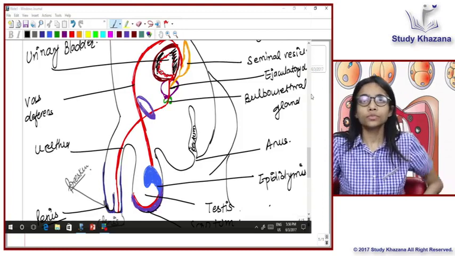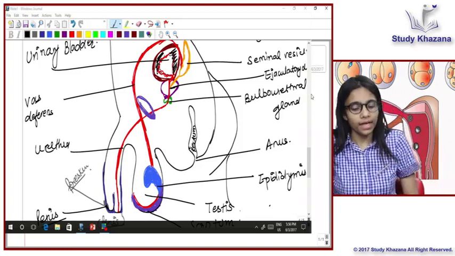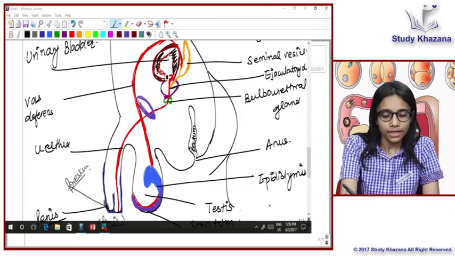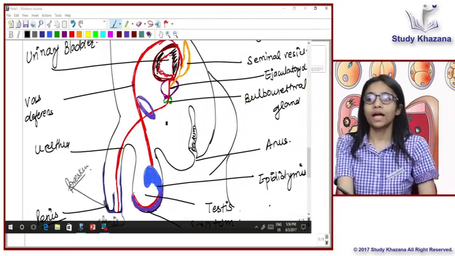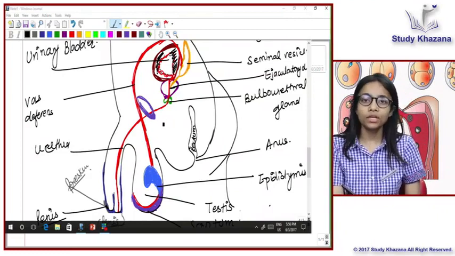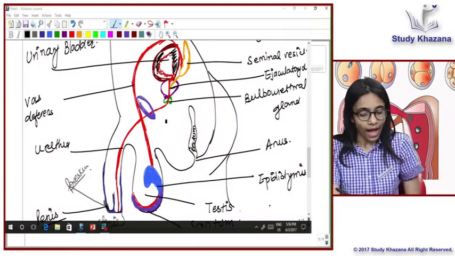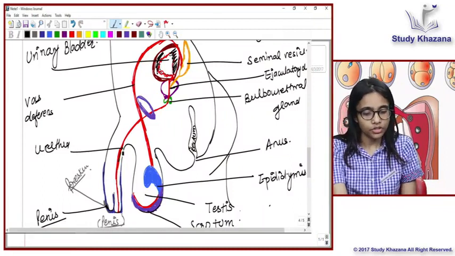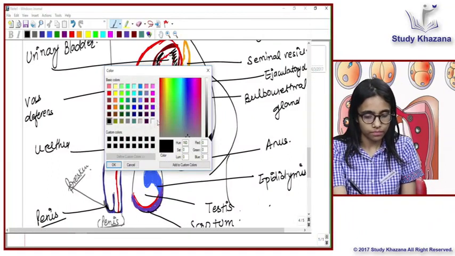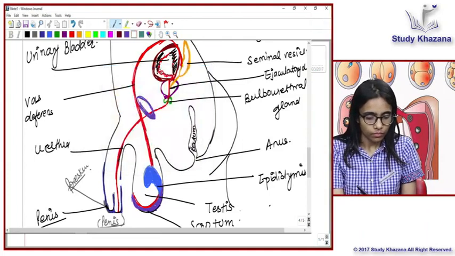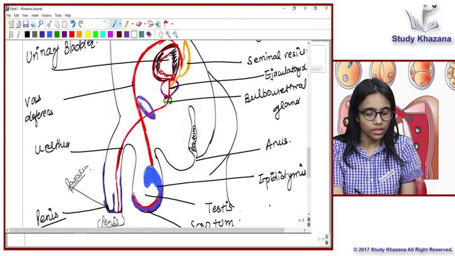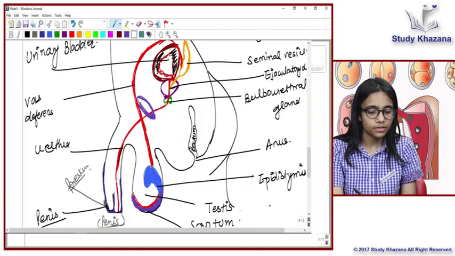Okay, so let's start with the description, the descriptive way, what all the things are. So students, this is the urinary. As we have learned so far, the urinogenital tract is the same for males, and this is like this. This is the urinogenital. Okay, this one, right?